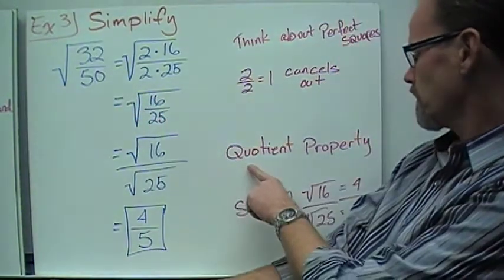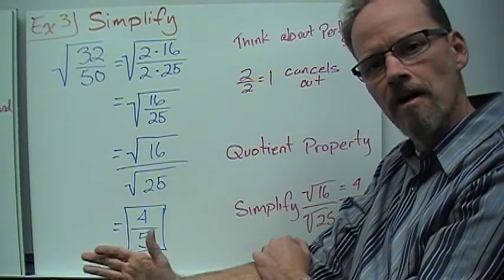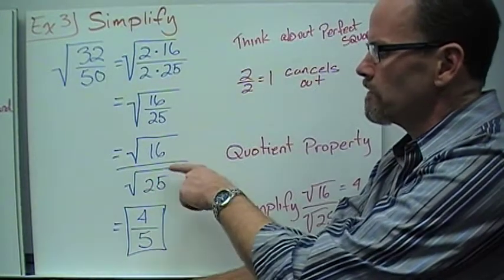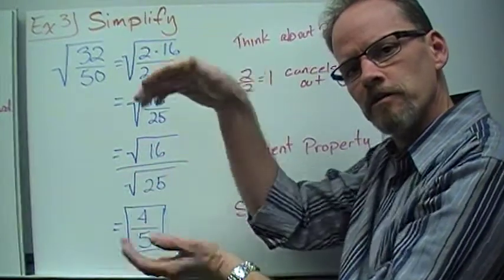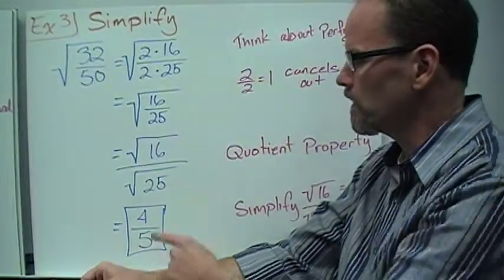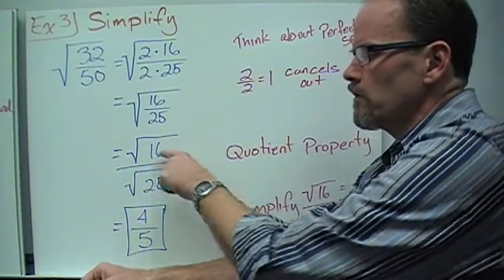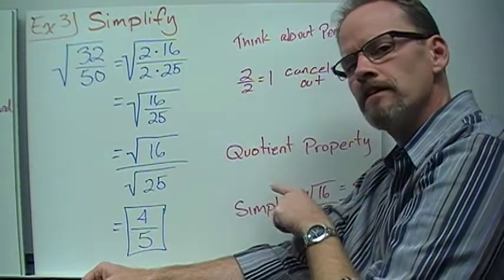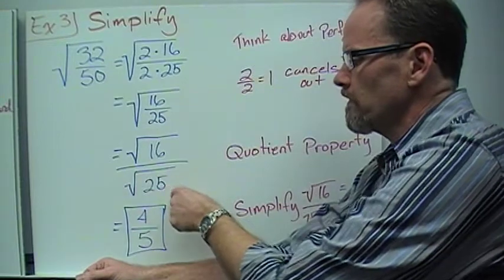There is another property called the quotient property. Just the opposite of the product property. And instead of the product property, I was able to split them up this way. Quotient, we're going to split them up this way. We're going to split the radicals up. So I'm going to take this square root sign on top for the numerator. Square root of 16. Big division sign across right there. And the bottom one, the square root of 25.